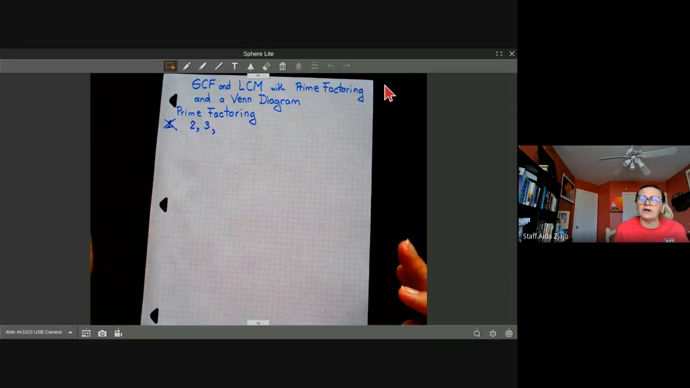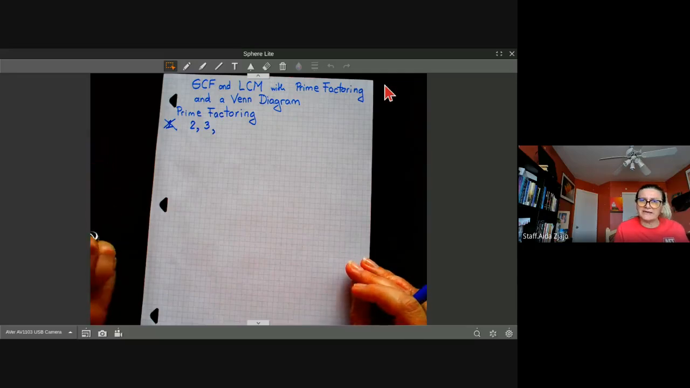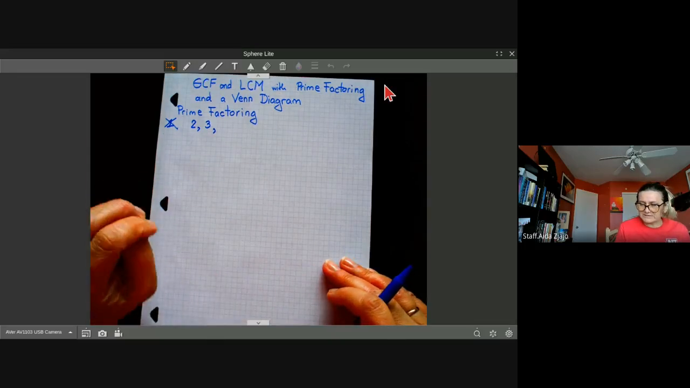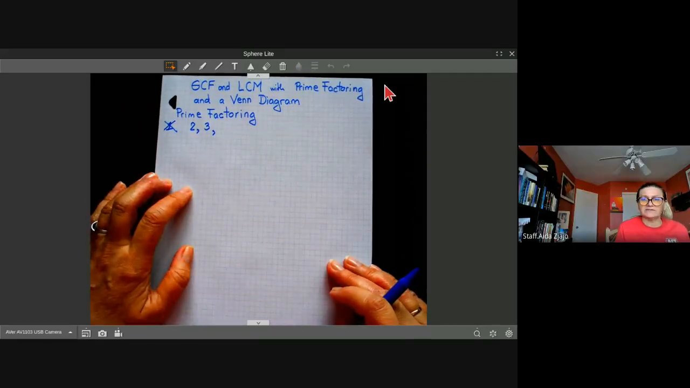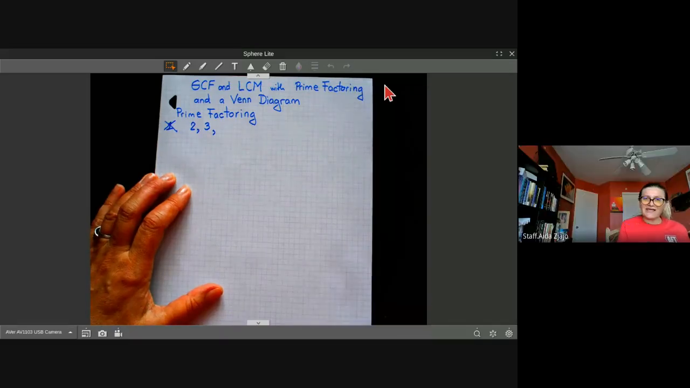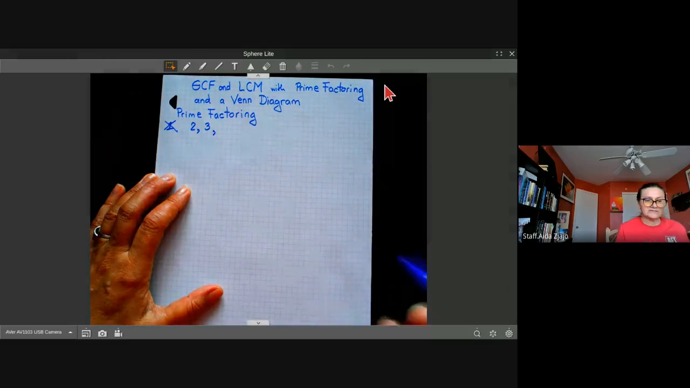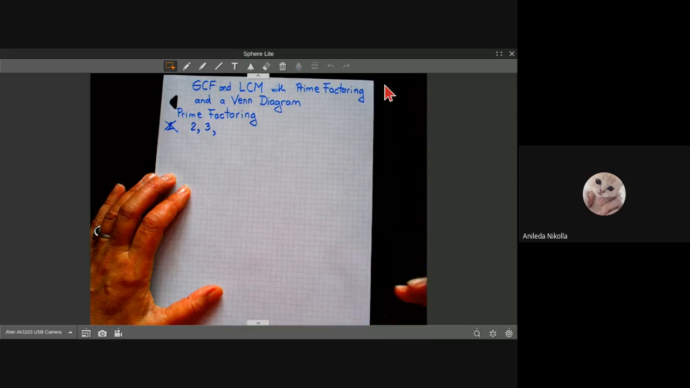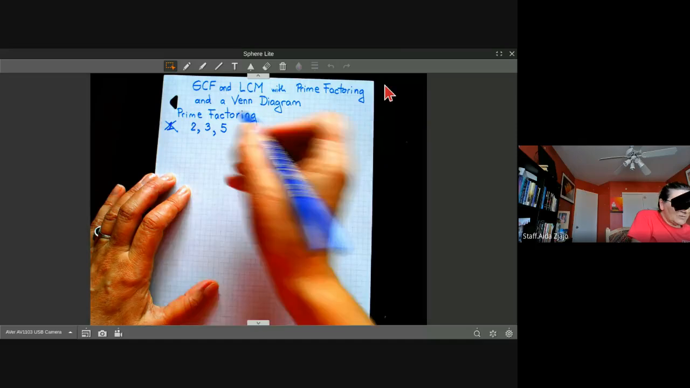What about 4? Is it prime or composite? If you have 2 ways to multiply 2 factors to get 4, do you have 2 ways? Yes. Tell me what are the 2 ways? 2 times 2 and 1 times 4. Bravo. So that's not a prime number. How about 5? Are there 2 ways to multiply 2 factors to get 5? No, it's only 1 times 5.